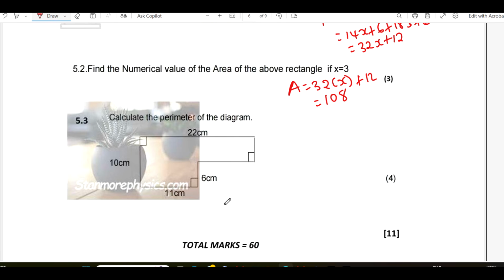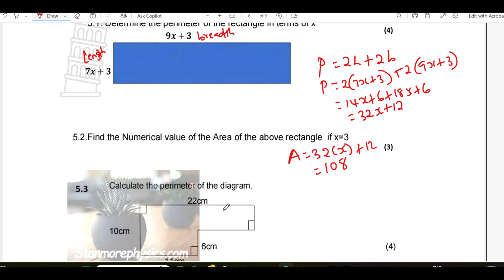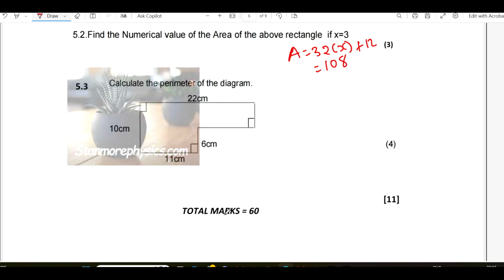So let's proceed to 5.3. Calculate the perimeter of the diagram. The perimeter of the diagram, and we know, guys, when we look for the perimeter, we add everything that we are seeing, all the sides. We are adding all the sides when we look for the perimeter of the diagram. This is the diagram that we're given.